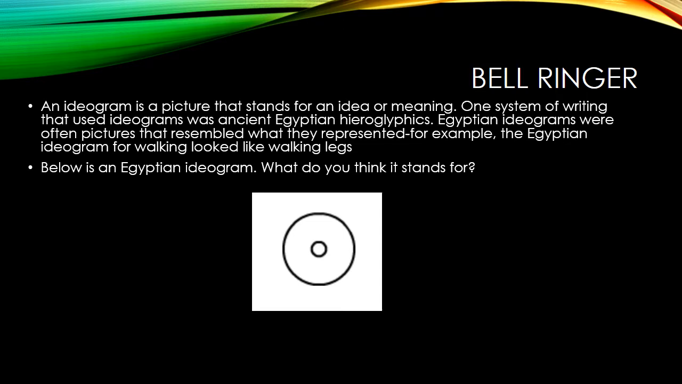Okay, so if you thought about it for a little bit, this is actually the Egyptian ideogram for the sun. Okay, and obviously the sun was very important to them. They worshipped a sun god. So, of course, they would have had an ideogram to represent one of their most important ideals.